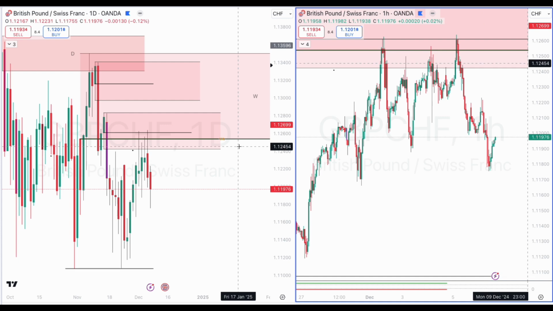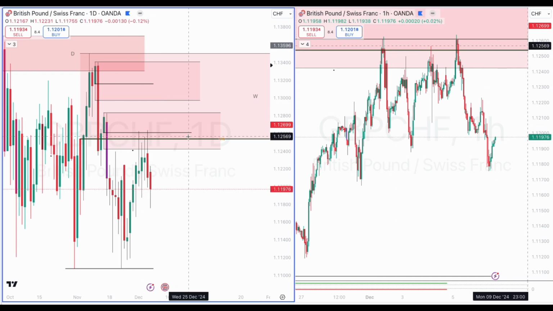So I think this was pretty good. GBP CHF, great trade. Got 2 RR, happy with it. On to the next one. But question is, how could we have improved this? So GBP CHF, yeah, sure.